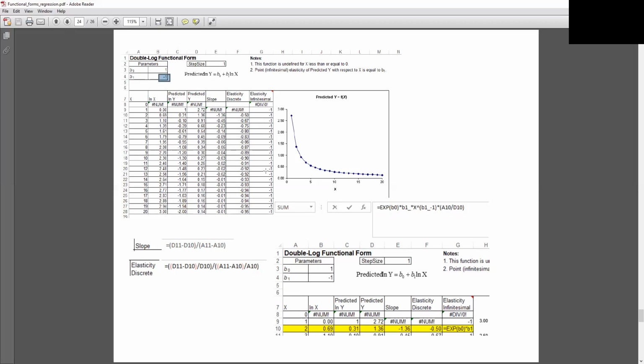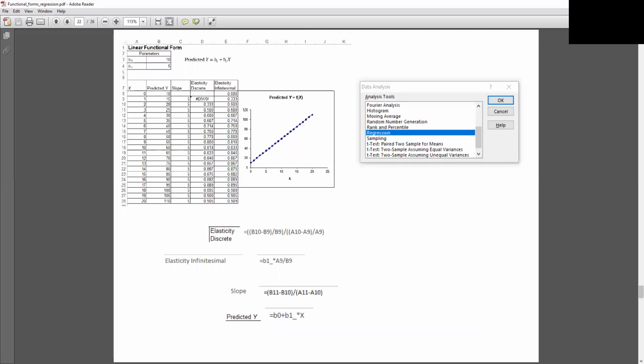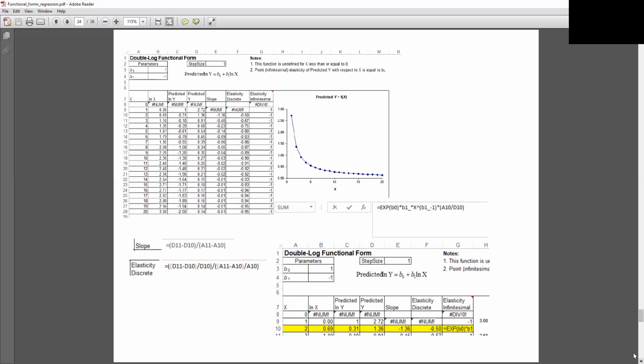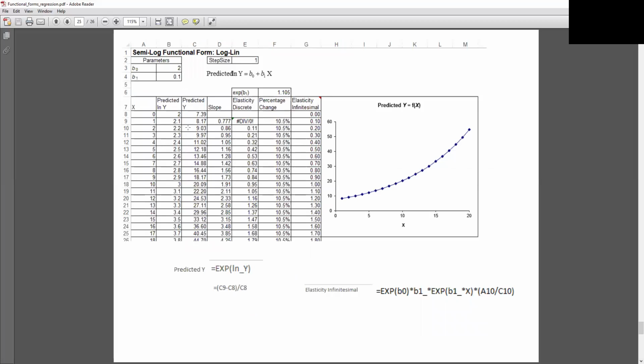Log-log or double log or log linear model is nothing but a constant elasticity model, where the value of the slope coefficient itself gives the value of the elasticity of y with respect to x. So you see, the elasticity is constant throughout. In the case of the linear functional form, you can see the elasticity varies, not constant. And then this one, the semi-log functional form.